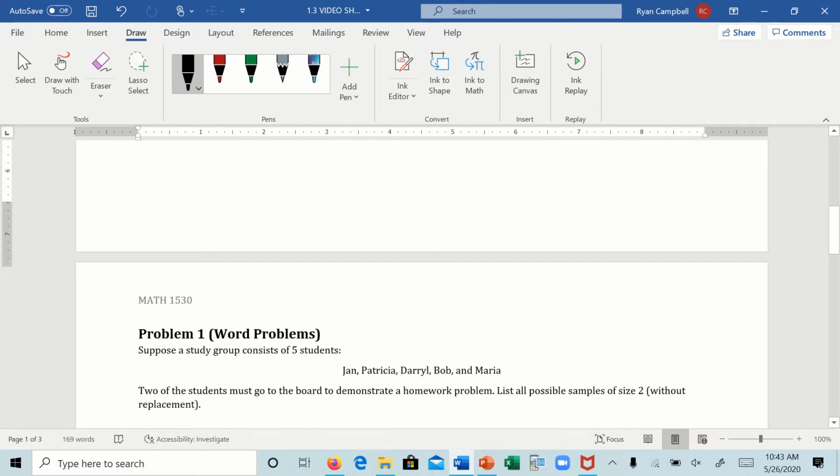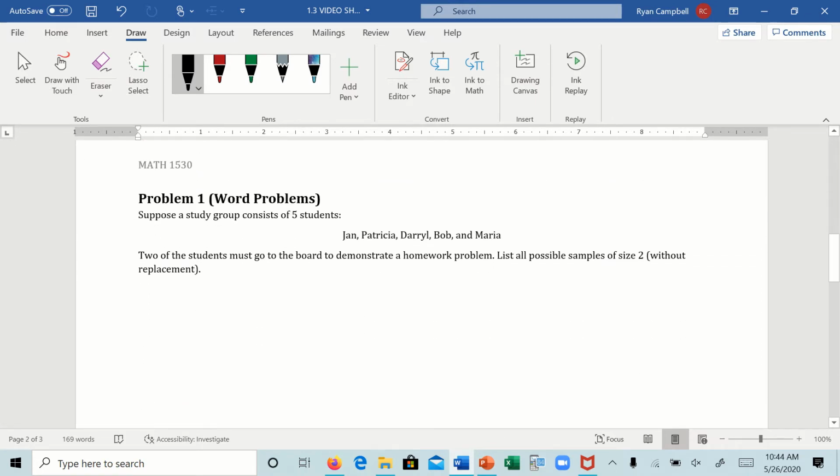Suppose that a study group consists of 5 subjects: Jan, Patricia, Daryl, Bob, and Maria. 2 of the subjects must go to the board. List all the possible samples of size 2 without replacement. All right, so this is from problem 1 on the worksheets. So we only want 2 people. So what are all of the possible samples of 2 people?